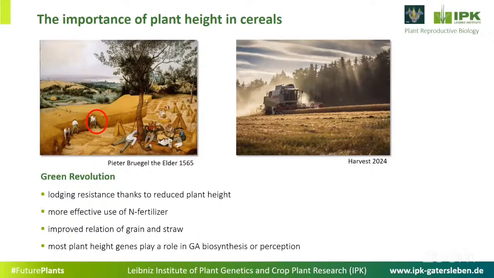And when you compare the plant height from a couple of hundred years ago with nowadays cultivars, you see the difference. So in this harvesting machine, there's a guy sitting, and he still fits into this little cabin. And when you compare it to the plant height, it becomes clear how short the straw of these cereals is.